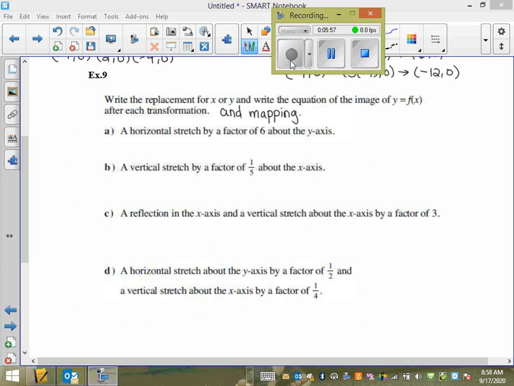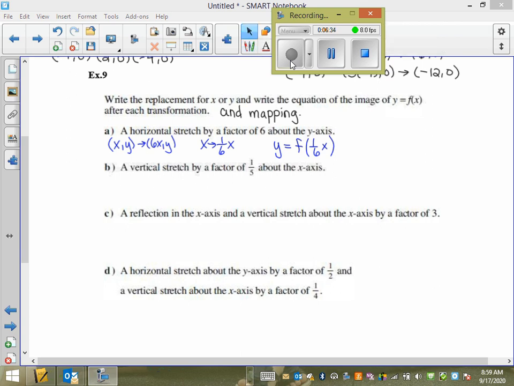Okay, this one has a horizontal stretch by a factor of 6. So I know if I want to do mapping right away, it matches that. So I'm going to have (x, y) becomes (6x, y). Right? Words and mapping are the same. Replacement and equation are the same. So my replacement then would be x becomes what? 1 over 6x. And my equation is y equals f of x. So I'm going to get y equals f of 1/6 x. There's my 3 things.